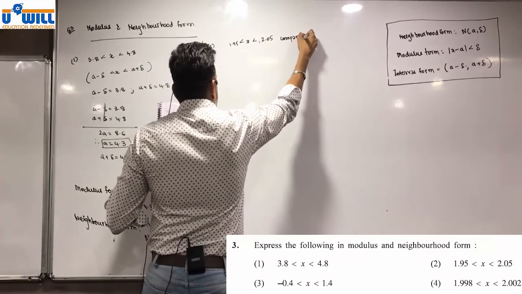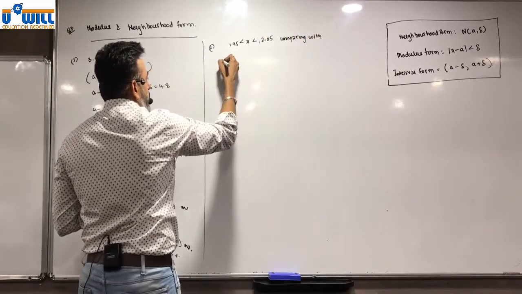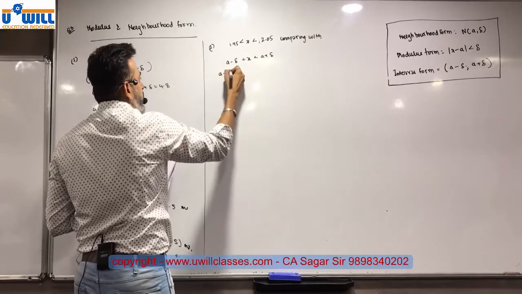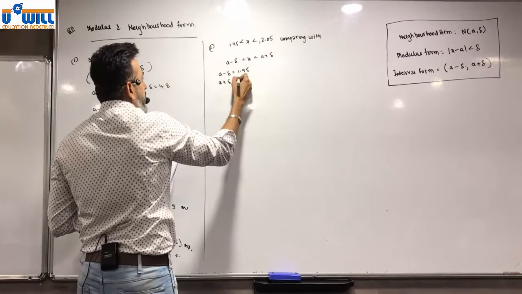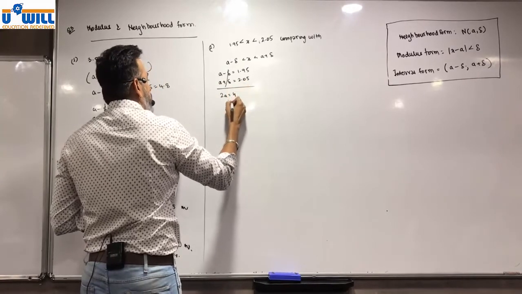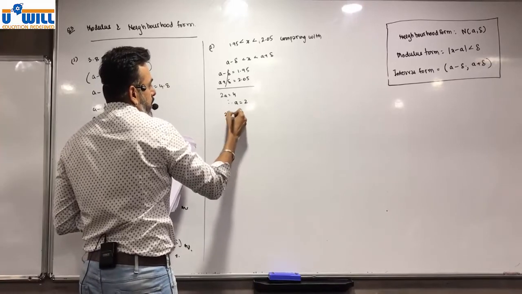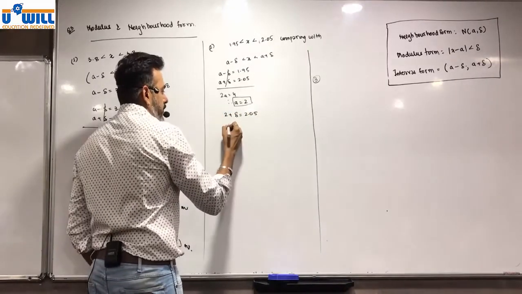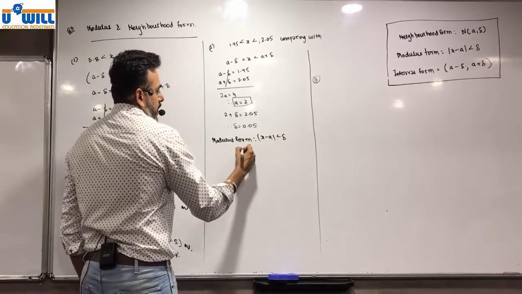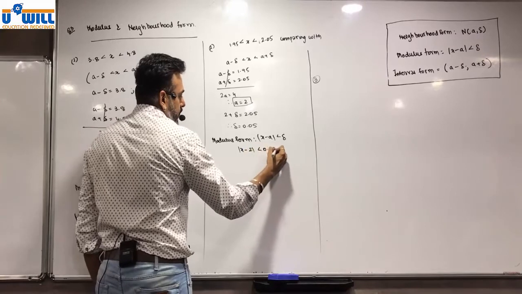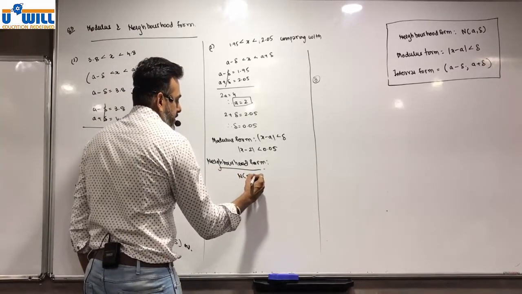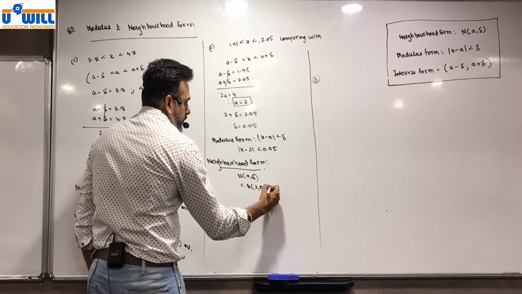Comparing with a minus delta less than x less than a plus delta, a minus delta is equal to 1.95, a plus delta is equal to 2.05. 2a is equal to 4. Therefore, a is equal to 2. 2 plus delta is equal to 2.05. Therefore, delta is equal to 0.05. Modulus form: modulus x minus a less than delta, so modulus x minus 2 less than 0.05. Neighborhood form: N a comma delta, N of 2 comma 0.05.